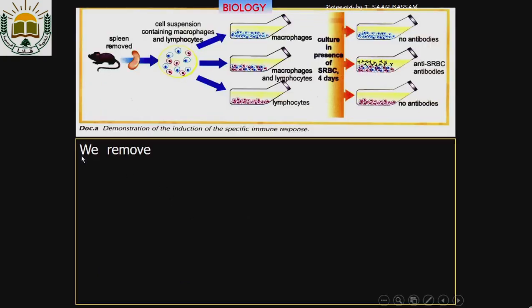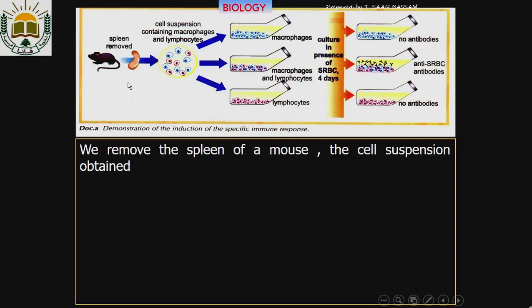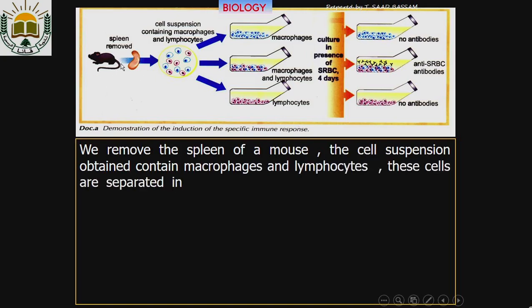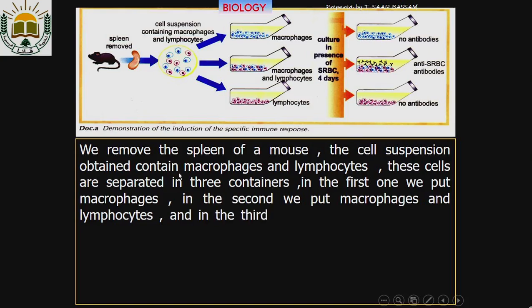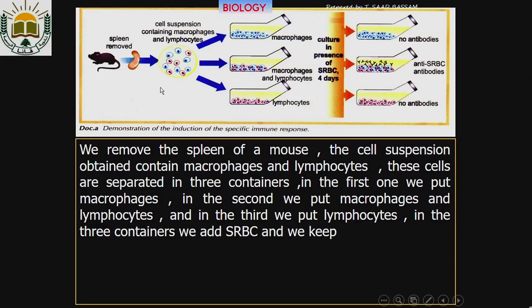Okay, we remove the spleen of a mouse. Notice, look to this. We remove, or they removed, whichever you want. We remove the spleen of a mouse. The cell suspension obtained contains macrophages and lymphocytes. We are not adding information. Voila, we are not eliminating information.